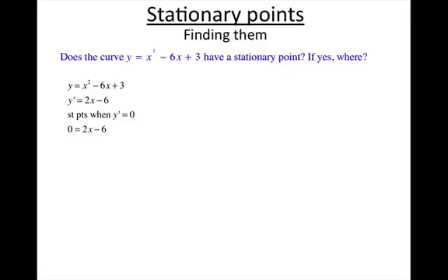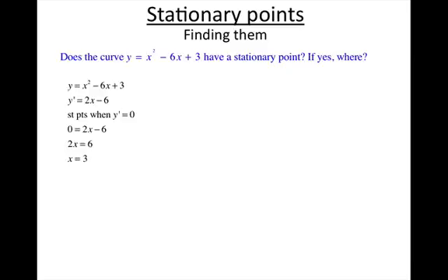So 0 equals 2x minus 6. We'll then solve for x. Put the 6 to the other side. 2x equals 6. X will therefore equal 3. So there's a stationary point where the x value is 3.